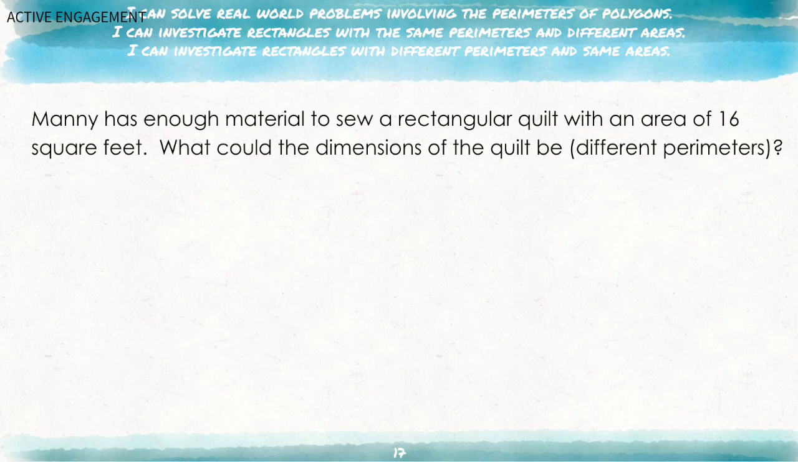Alright, now it's your turn to show what you've learned. This one says Manny has enough material to sew a rectangular quilt with an area of 16 square feet. What could the dimensions of the quilt be? And we also want you to mark down what are the different perimeters that you will encounter. So I want you to go ahead and stop the video here, and in a moment I will put up the dimensions that you should have had for your different quilts that you could have made, all with an area of 16 square feet.